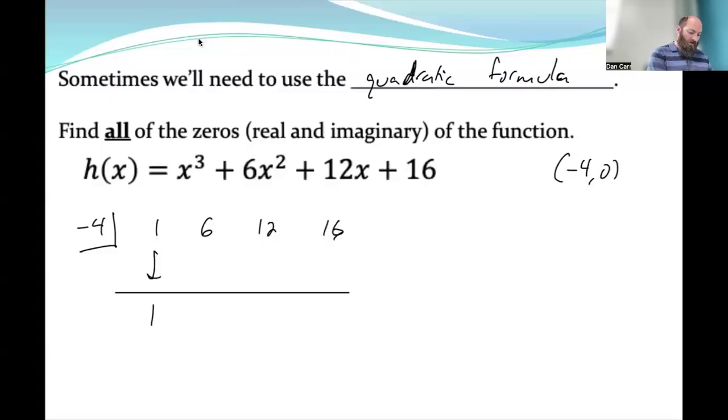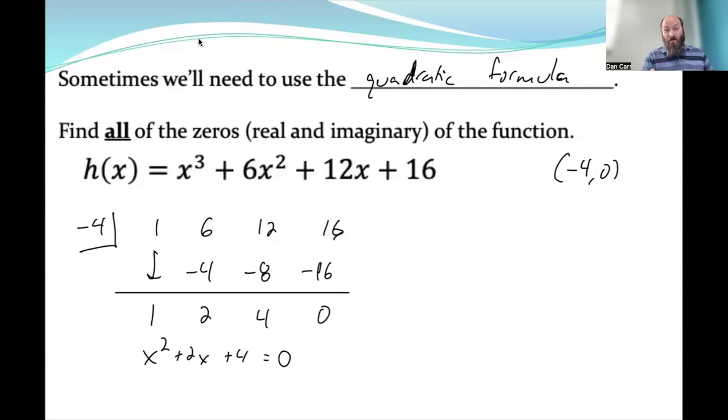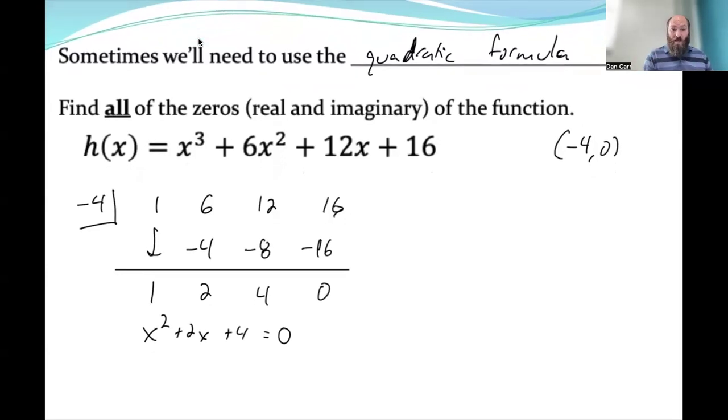We got a 1 here. -4 times 1 is a -4. That's a 2. -4 times 2 is a -8. That becomes a 4. And that's a -16, so that it zeroes out. What's left is x squared plus 2x plus 4, and I'm going to set that equal to 0. Since I already know from the graph it's going to be two imaginary solutions, I have to use a different strategy for solving this. I can't factor it. I can't do square root property. So I'm going to make that a 1 and do my quadratic formula.